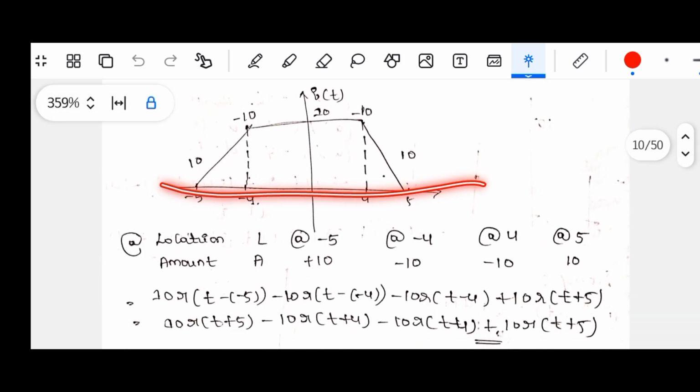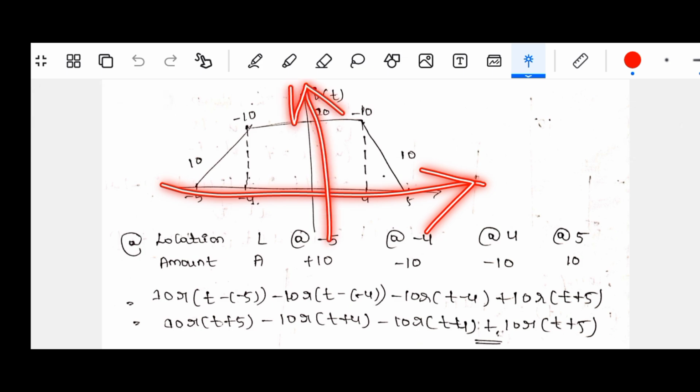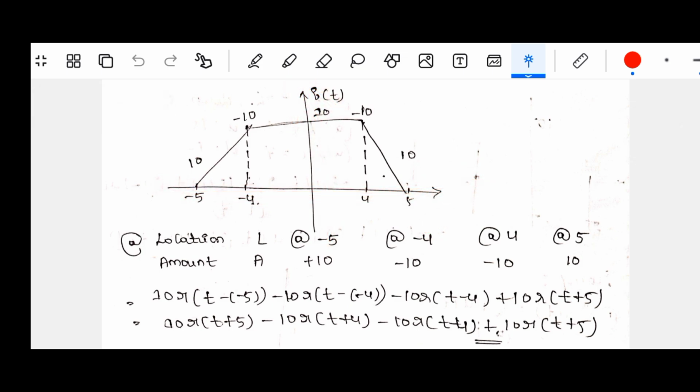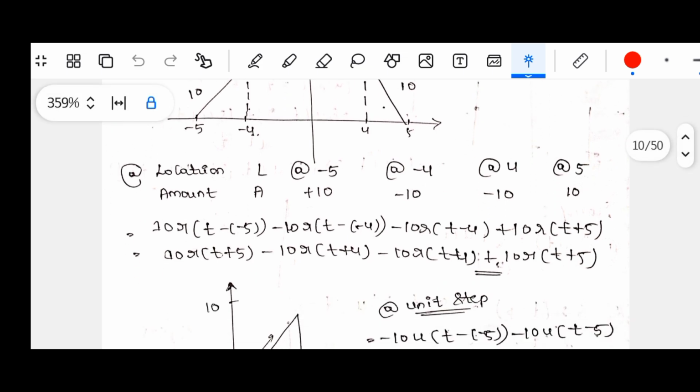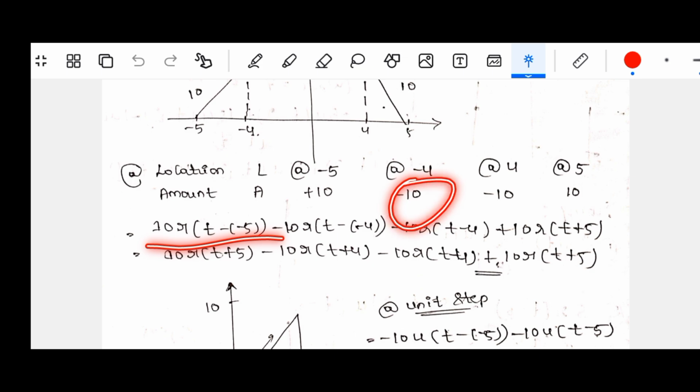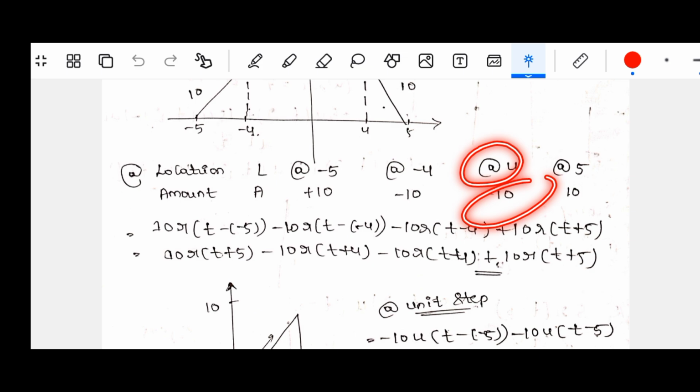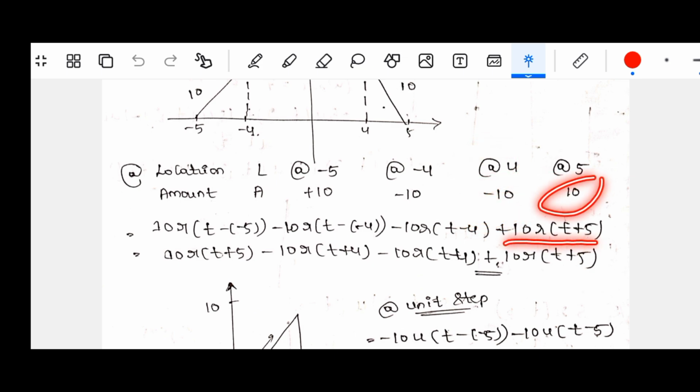Let's see this problem. Here t versus f of t. At location minus 5 we are getting plus 10. At location minus 4 we are getting minus 10. At location plus 4 we are getting minus 10. At location 5 we are getting plus 10. So by seeing the above numbers we can write the signal: 10 into r of t plus 5, minus 10 into r of t plus 4, minus 10 into r of t minus 4, plus 10 into r of t minus 5.